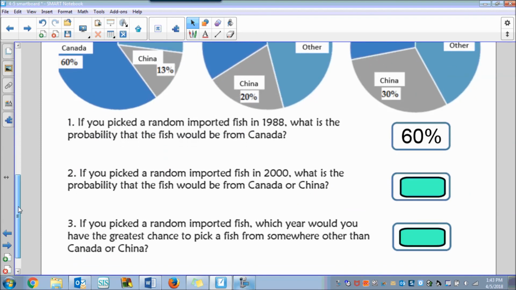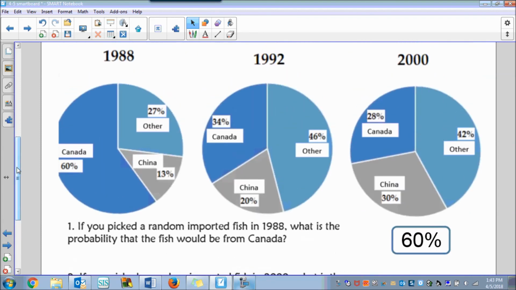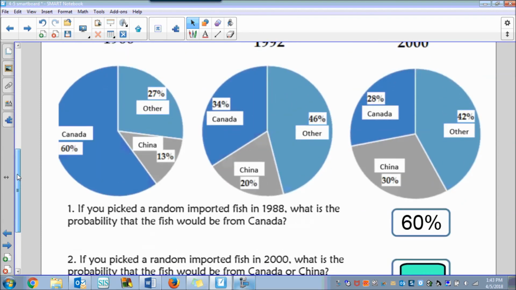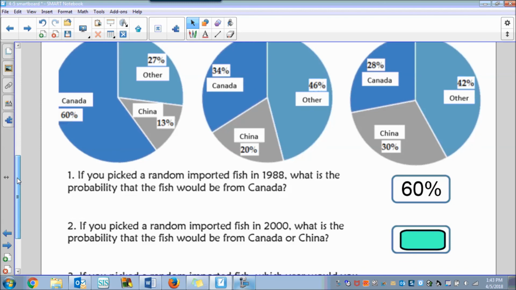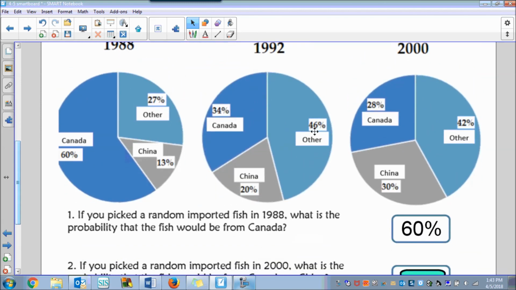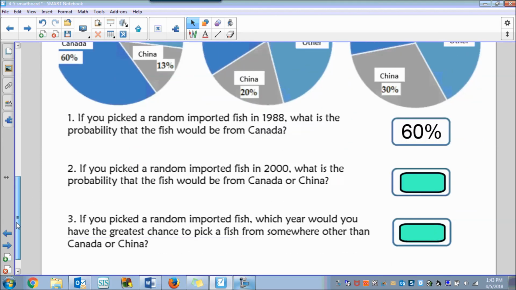On the next one, if we picked a random imported fish in the year 2000 in that graph, what is the probability that the fish would be from Canada or China? So we're going to put those 2 together. The chance that it's from Canada or China is these 2 put together. 30 plus 28 is 58.